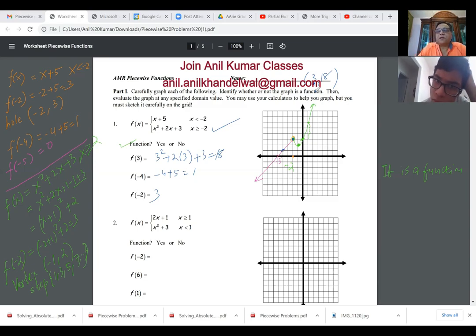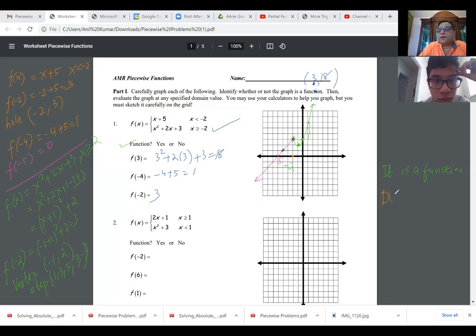And can you tell me the domain and range of this function? Let's extend this. So the domain of this function is? x belongs to real numbers, it is continuous, and the range of this function is also all real numbers. Is it okay? So that is how we could actually do it.